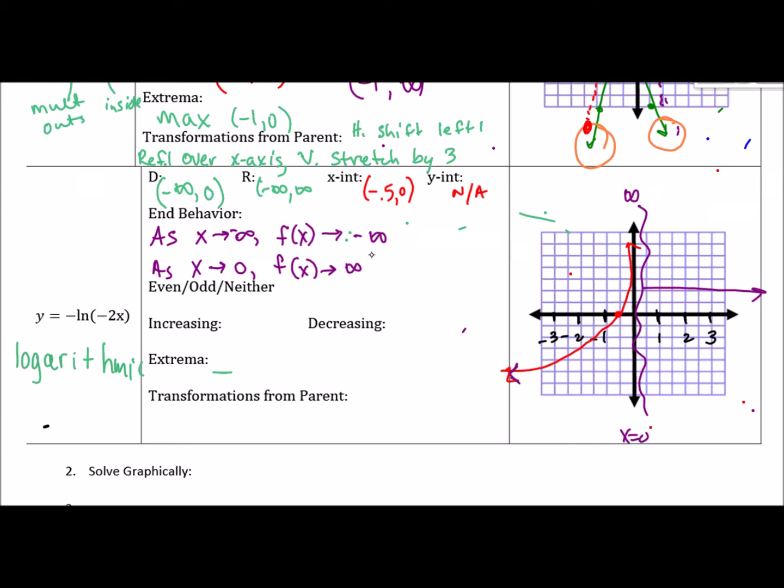Okay, this function is neither even nor odd, and you can do that by checking the fold in half, it does not match up, rotate it does not match up, so it's going to be neither.